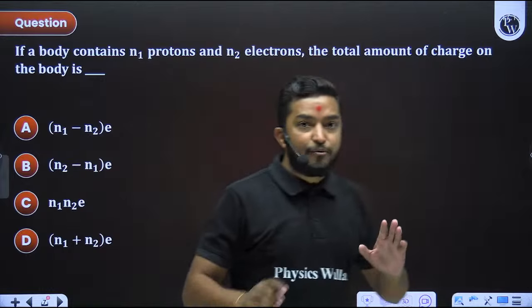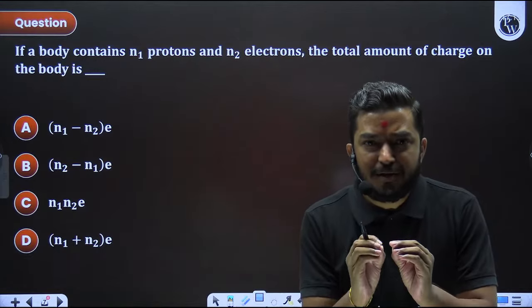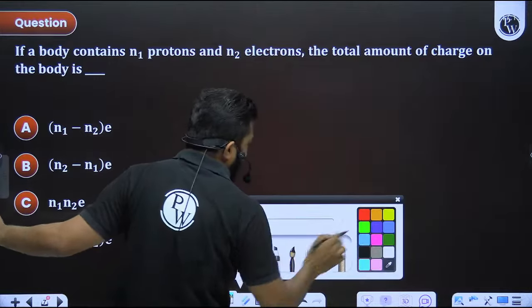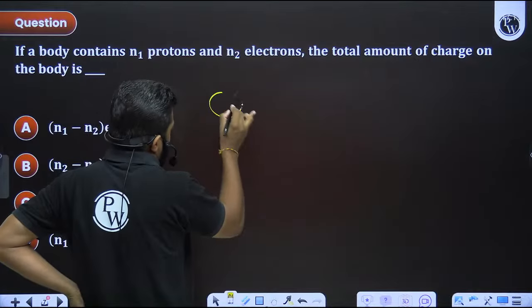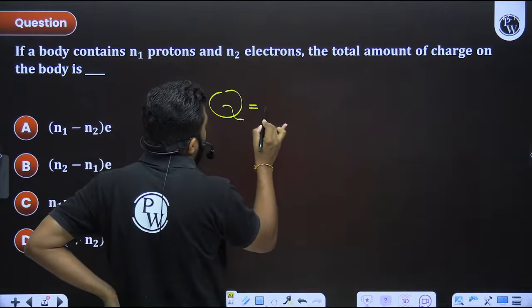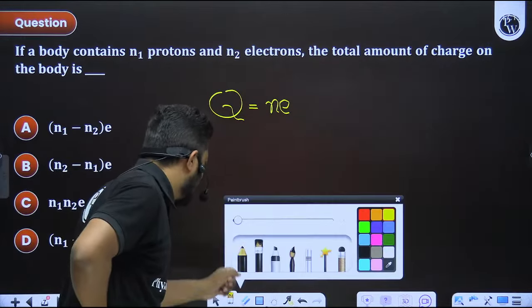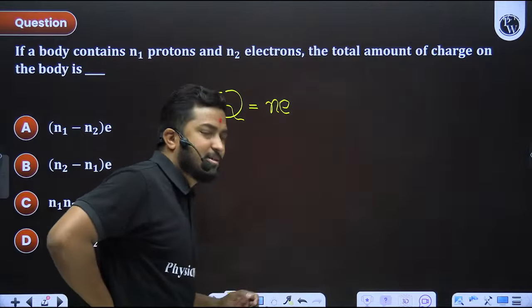Too nice. Now it's such a simple MCQ here, but it's an important concept. During the entire year, what are we going to learn? The total charge is equal to N into E. The charge is quantized. Yes, I'm totally agreed that charge is quantized.